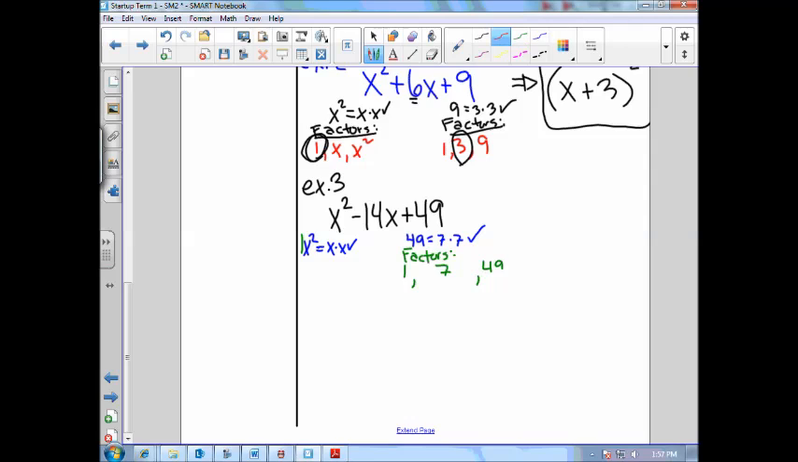Okay, what times 2 equals negative 14? Negative 7, because can factors be negative? Yeah, so actually all of these factors are plus and minus. So that's how we can come up with a negative 7. So that gives us our binomial, x minus 7 squared. Okay?